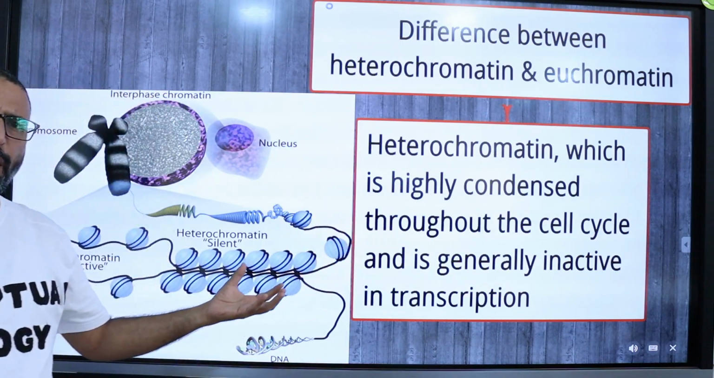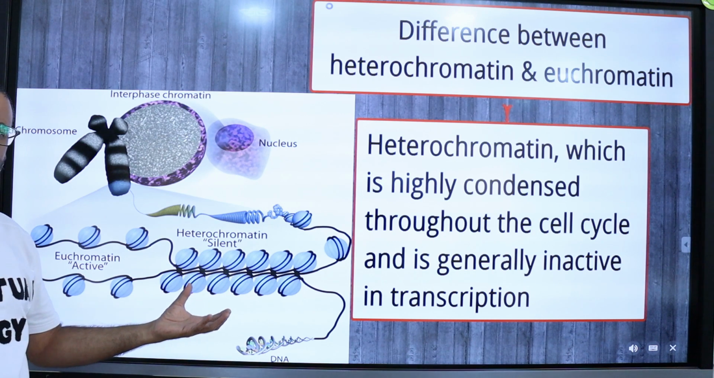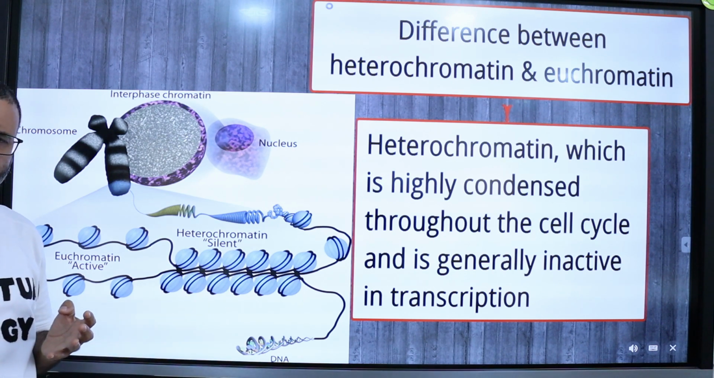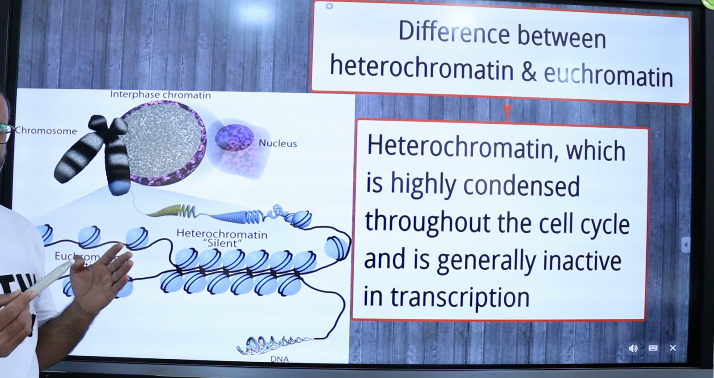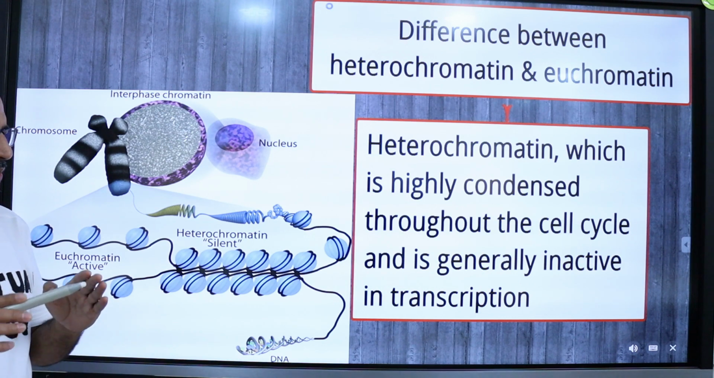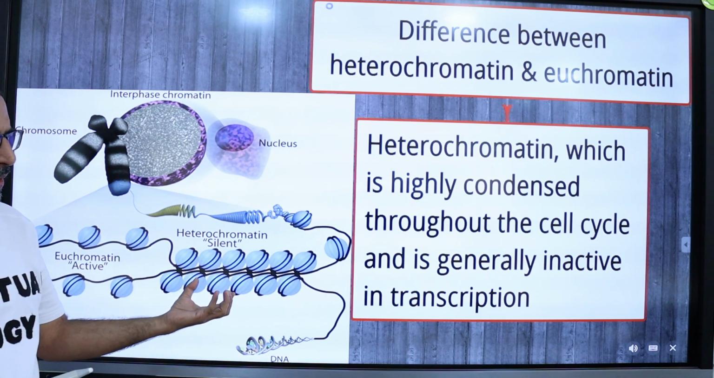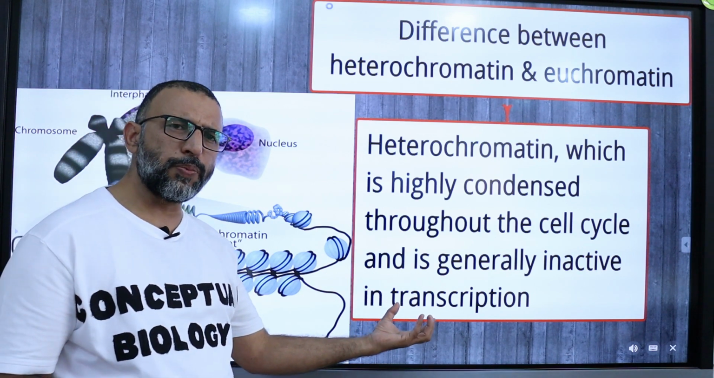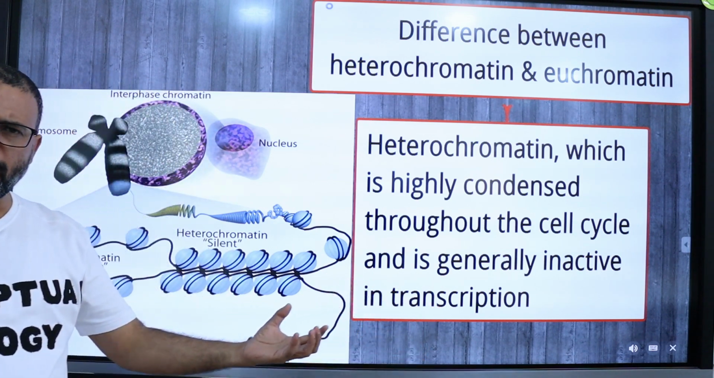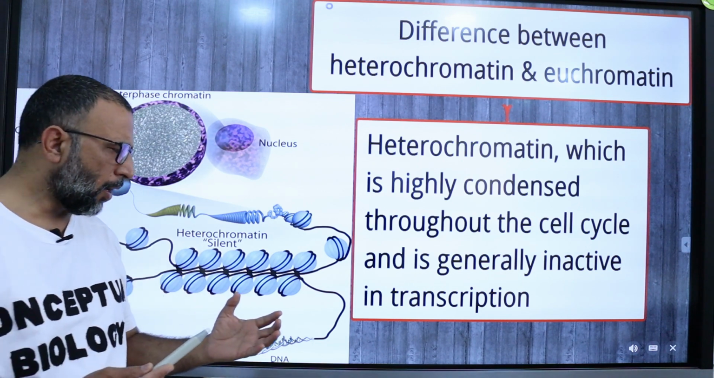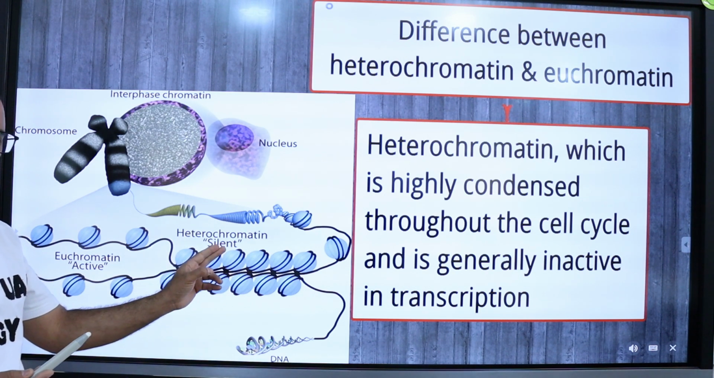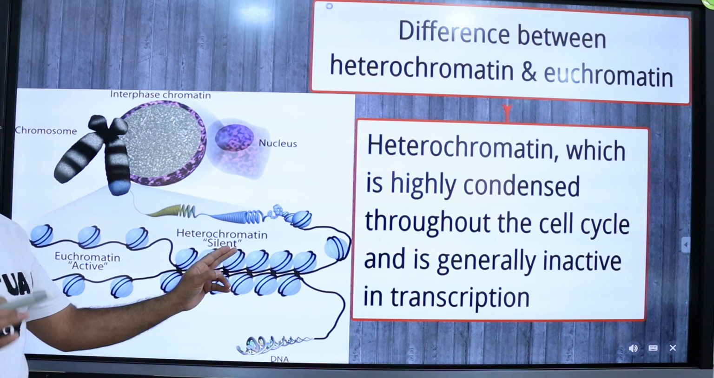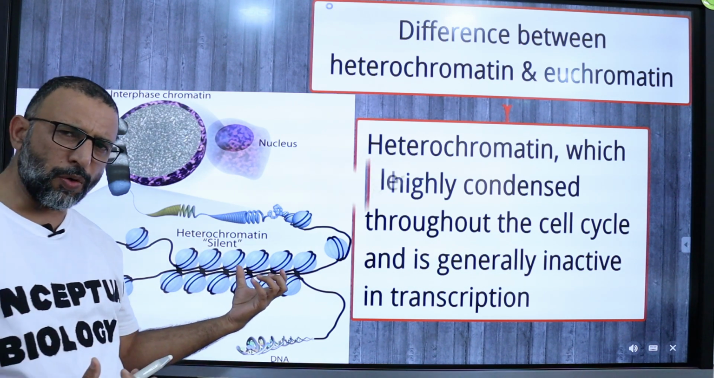Heterochromatin is highly condensed throughout the cell cycle. The cell cycle consists of interphase with three substages, G1, S and G2, and after interphase there is mitosis and cytokinesis. Throughout the cell cycle, heterochromatin is inactive in transcription. And what is transcription? It is the synthesis of messenger RNA from DNA. It means the genetic material present in the DNA of heterochromatin is not expressed, that is, not transcribed. So mRNA is not synthesized in the region of heterochromatin.